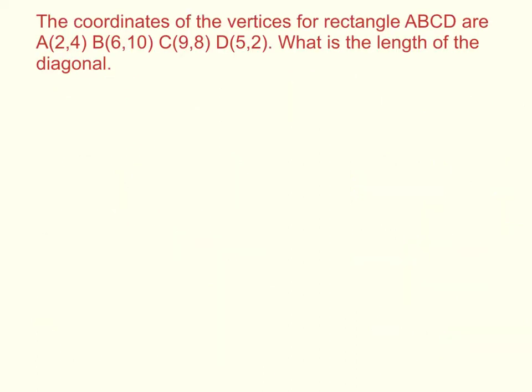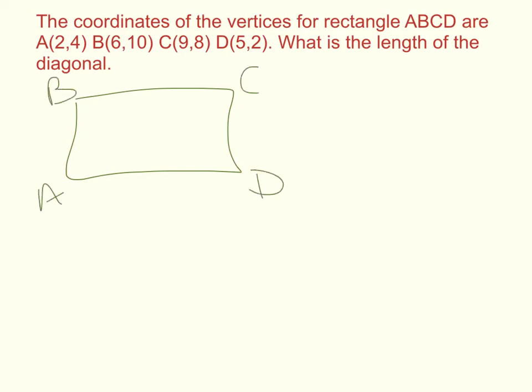Last one, the coordinates of the vertices for rectangle ABCD are (2, 4), (6, 10), (9, 8), and (5, 2). What is the length of the diagonal? Okay, so you can either do A to C or B to D, because if you remember about rectangles, the diagonals are the same, so you just have to find the distance of one of them. So let's just find the distance of AC.